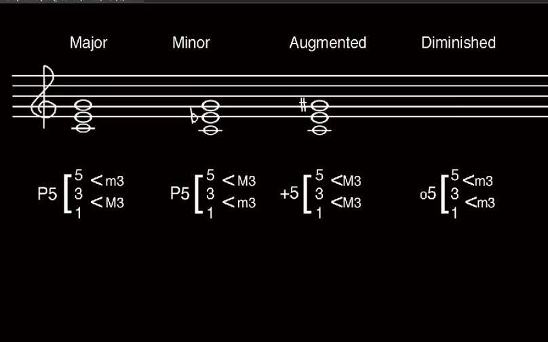So if I have a C major chord again, if I lower my third, which is the E, and then my G as well, this will give me a C diminished triad. And this is what a diminished triad sounds like.